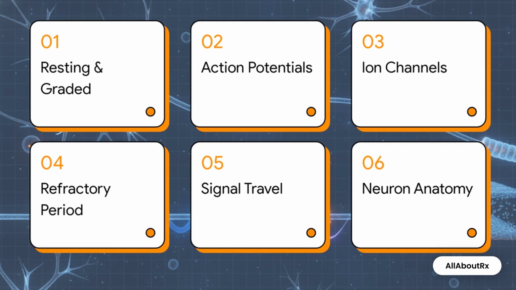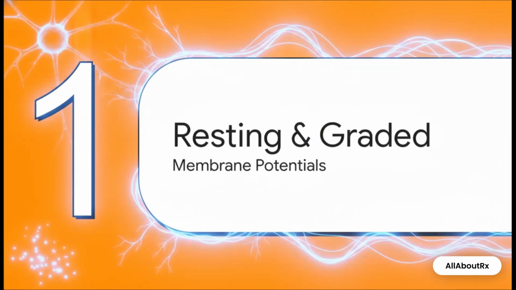To conquer this, we're following a quick roadmap. Resting and graded potentials, firing and action potential, voltage-gated ion channels, the refractory period, how neural signals travel, and finally, the anatomy of a neuron. Let's just jump right into section 1, resting and graded potentials. We're starting with the calm before the storm.